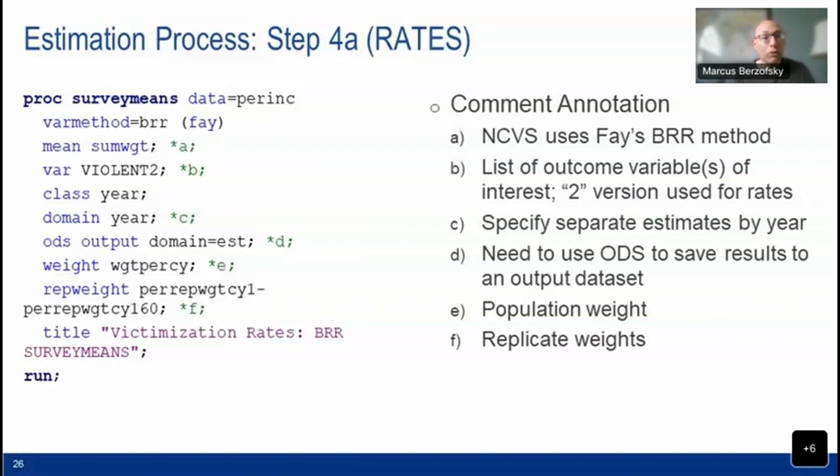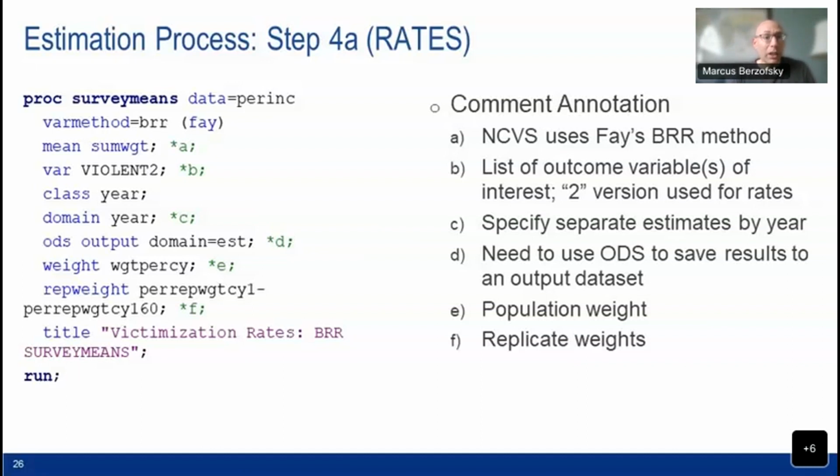The variable violent 2 is the one we calculated for rates that had the multiply by 1,000. We could list other variables here. If we wanted the rates for RSA, rape and sexual assault, we had that RSA variable, so we could get the detailed ones here. We could just list them all in a row in this var statement. The nice thing about this is you can calculate all of this simultaneously. Then by domain we get our estimates by year.